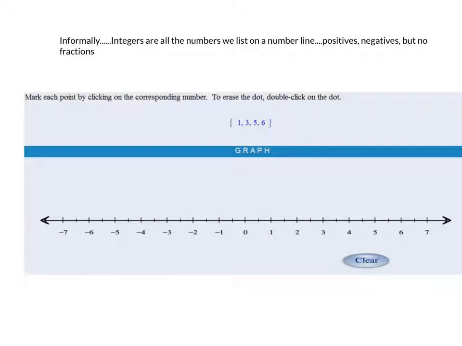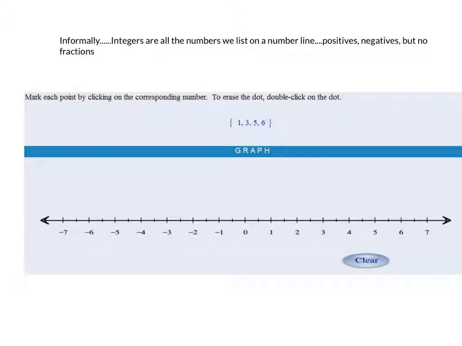All right, so I just went through and did a few of the practice problems, and that's what this video is really going to be, going through the practice problems from your homework. So this type of question says to mark each point by clicking on the corresponding number. To erase the dot, double click it. I'm just going to grab my mouse and click on all of these points that are listed in this set.